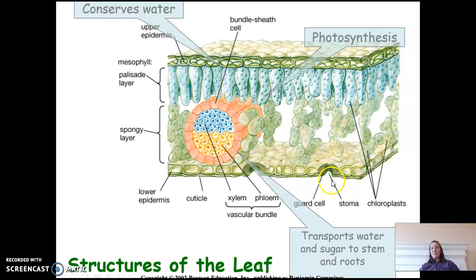And so when the stoma are on the bottom of the leaf, water evaporation is a lot less common. If there were stoma on the top, water would easily evaporate. But down here, it's more difficult because the water vapor doesn't travel downward, it would go up.